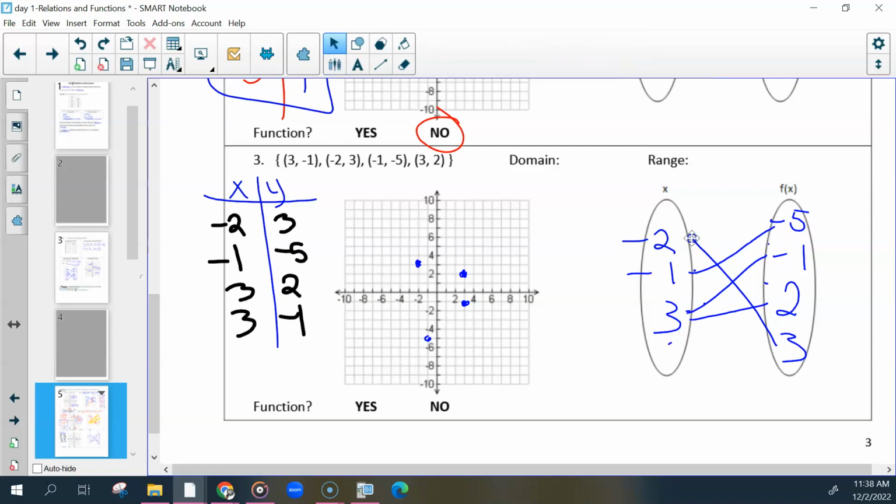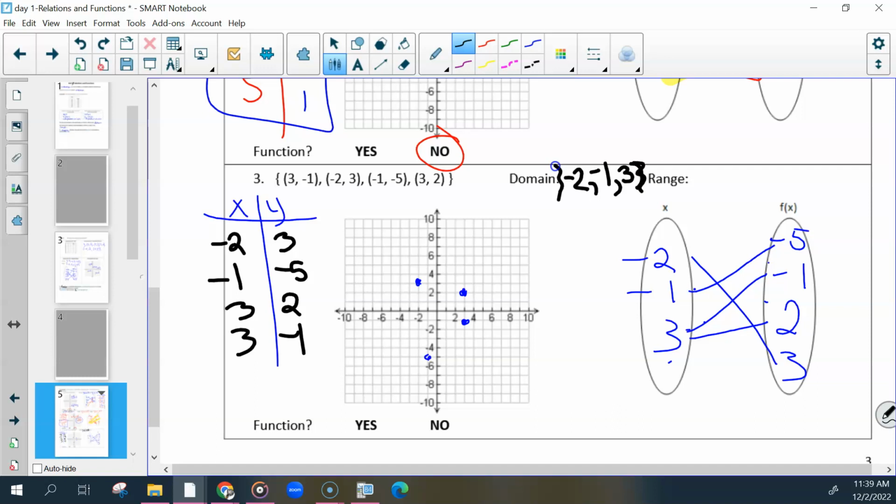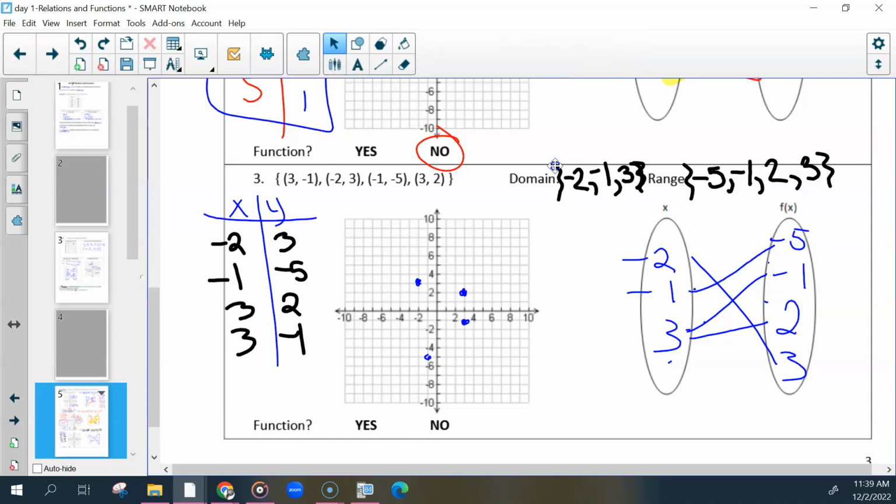Anyone want to do the domain and range? Go for it. Anyone want to answer whether it's a function or not? Go for it.